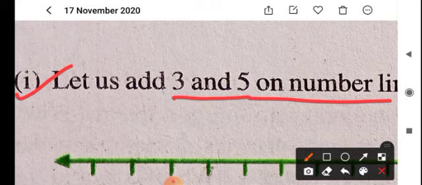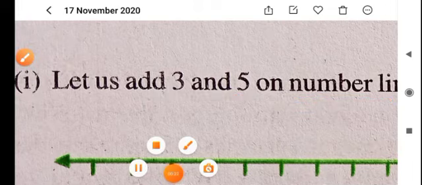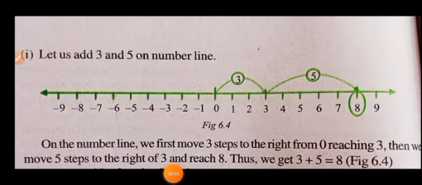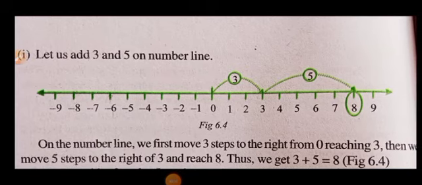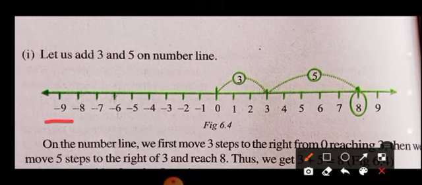What we have to add? Add means what? Plus, isn't it? 3 and 5 we had to add using number line only. So I will draw the number line. Now you can see I have drawn a number line. Till here I have made minus 9, isn't it? And here plus 9. So this is 0. Now 0 should be in the middle. This is 0.